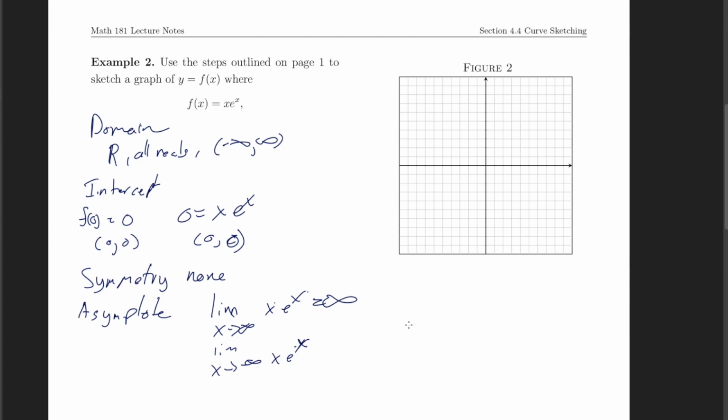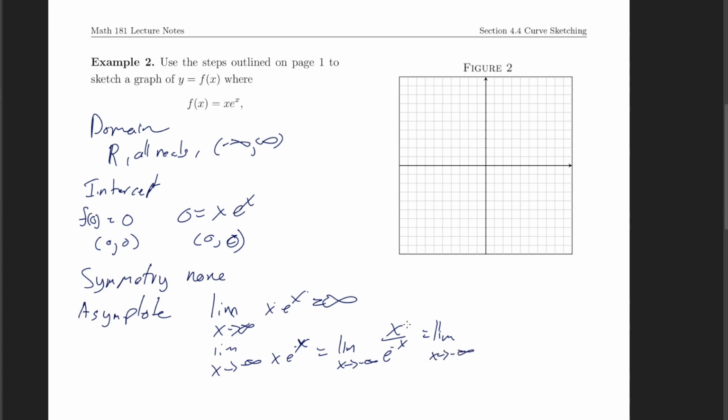And so we have infinity times 0, so what must we do? We're going to have to rewrite this for L'Hopital's rule, so we'll write this as x over e to the minus x. This is the limit as x goes to minus infinity of x over e to the minus x. This gives us infinity over infinity, so we can apply L'Hopital's rule and take a derivative.